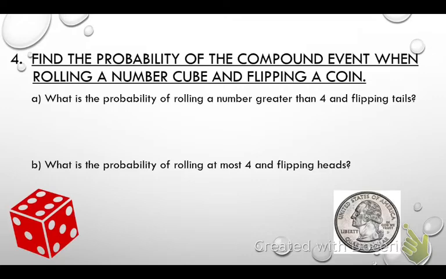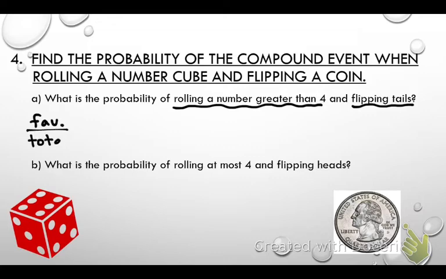All right, find the probability of the compound event. Remember, compound event simply means we're looking for more than one event when rolling a number cube and flipping a coin. So for problem A, it says, what is the probability of rolling a number greater than 4 and flipping tails? Let's just underline those 2 events: rolling a number greater than 4 and flipping tails. There's a formula that we want to remember here. Repeat after me: favorable over total.